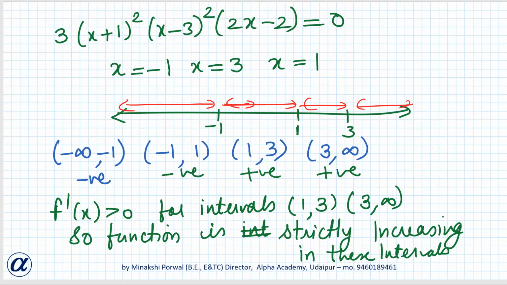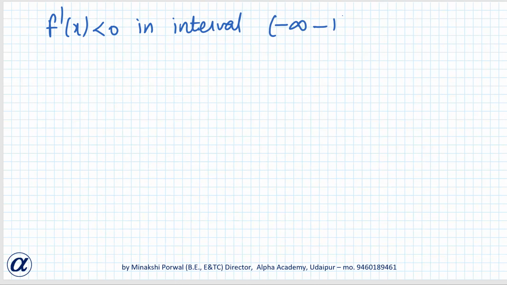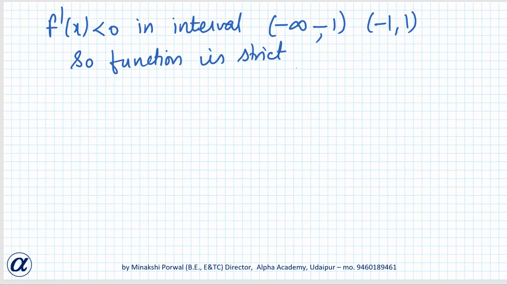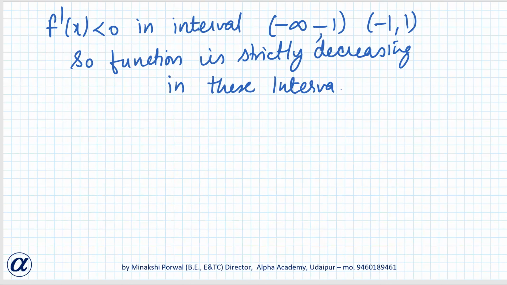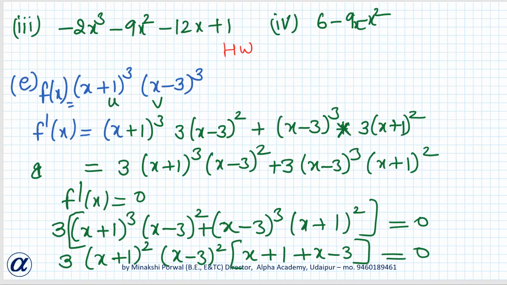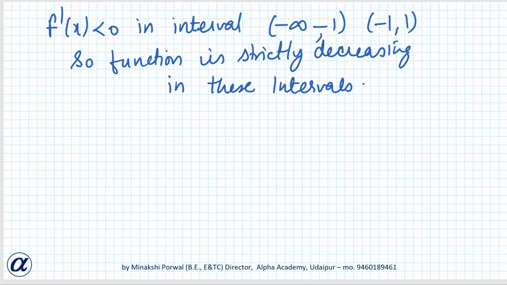Okay. Then f dash x is less than 0 in the intervals -infinity to -1 and -1 to 1. So the function is strictly decreasing in these intervals. Is it clear? Yes, ma'am. Okay.